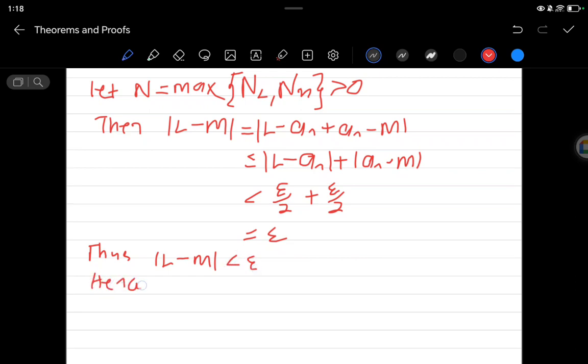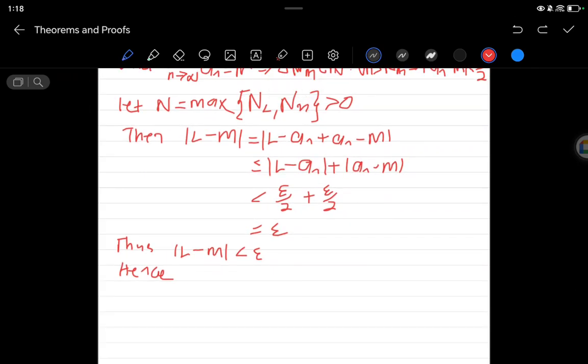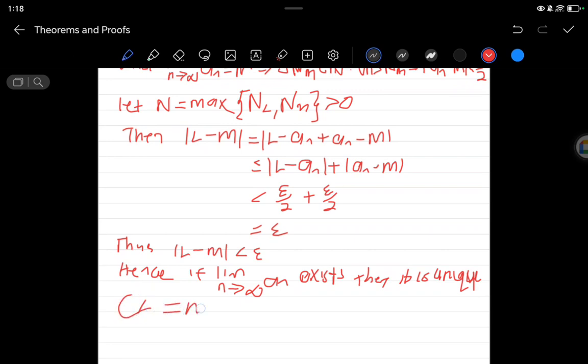Hence, I can just copy the question: if the limit as n approaches infinity of a of n exists, then it is unique, which means that L is equal to M. So that will be it for this proof.